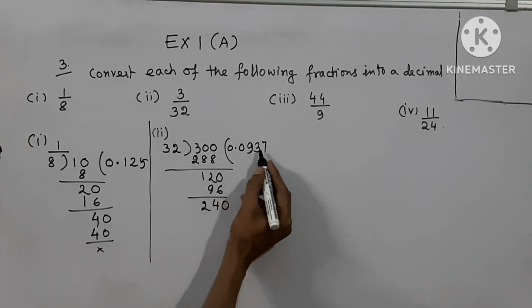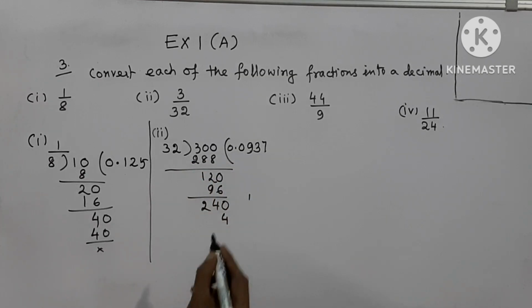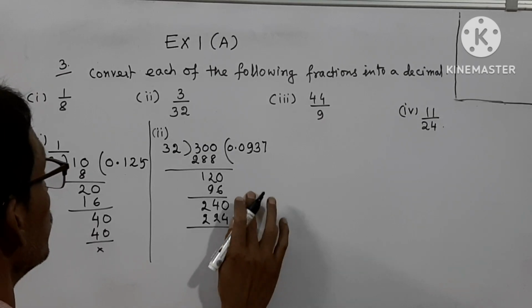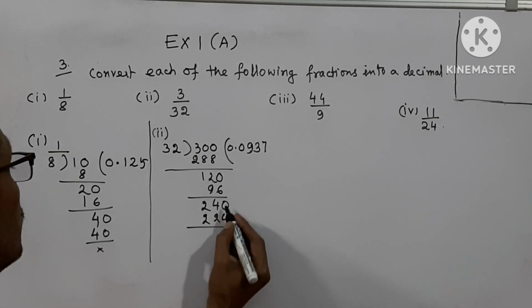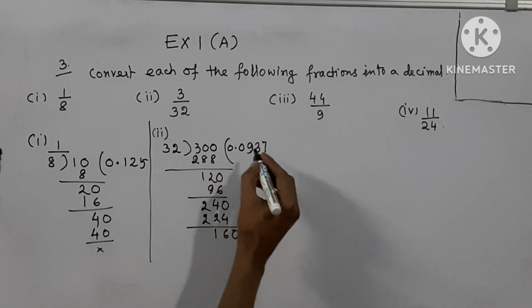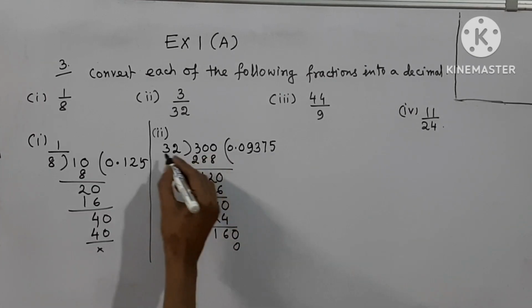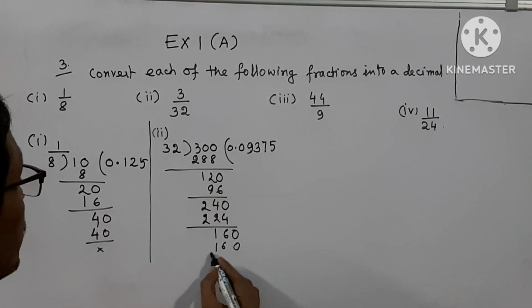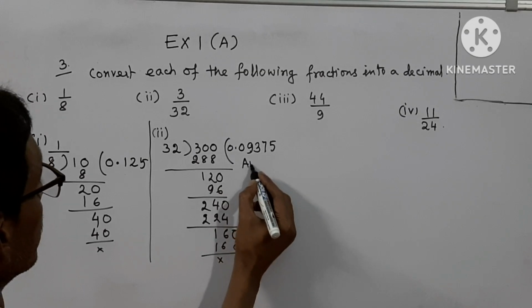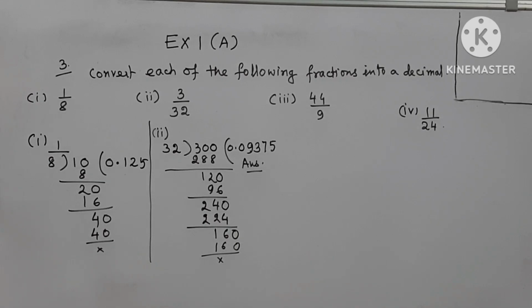7 2s are 14 and carry 1. 7 3s are 21, 21 plus 1, 22. 6 and carry 1, 16. 0. Now 5 2s are 10 and carry 1. 5 3s are 15 plus 1, 16. 3 by 32, you can see 0.09375. This is the answer.